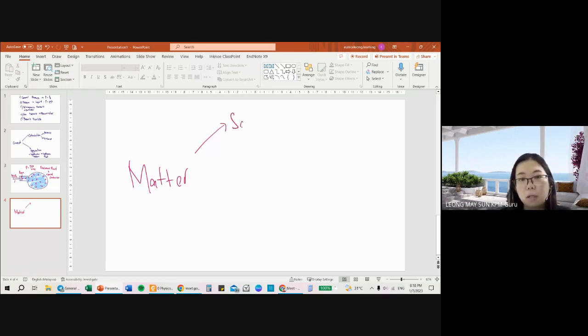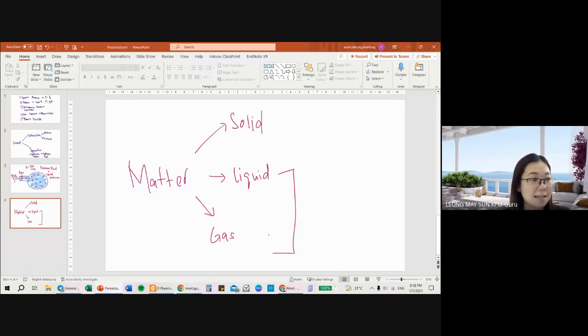We have three categories of matter that we learn in science, SPM level. We have solid, liquid, and gas. And you will notice that Pascal's principle uses the word fluid and not liquid, because fluid is actually matter that can flow. All right, fluid is matter that can flow. That's from my understanding. So liquid and gas can flow. Therefore, liquid and gas are fluids.